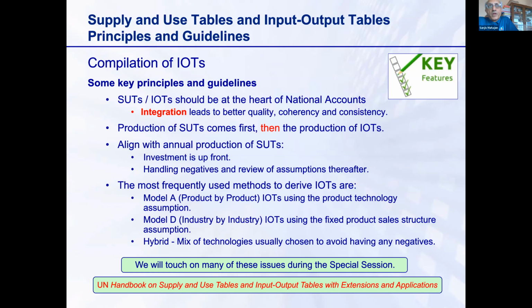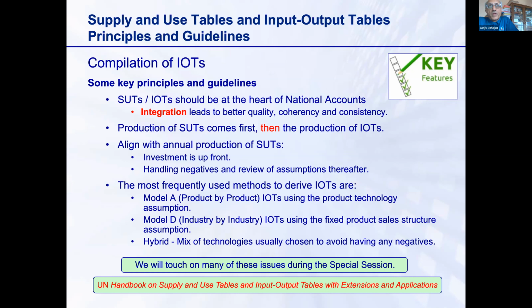Pylons are construction as a product, but the inputs to make pylons are not the same as the inputs to make electricity. But the inputs to make pylons are also not quite the same as the inputs to make construction output. So this is where you need to have a hybrid, i.e. a mix of technologies, to avoid clearly negatives that will be coming along later on. So we'll touch on these sort of issues in this session as we go along. So I just gave you that example as a flavor.